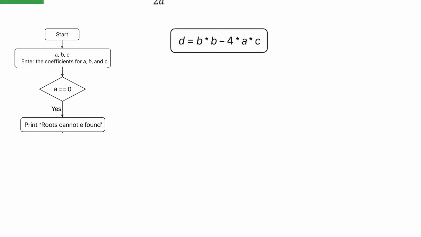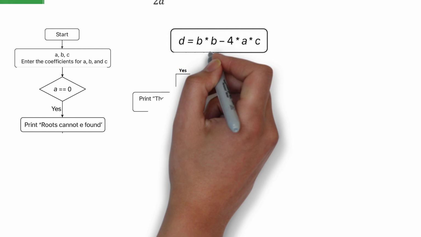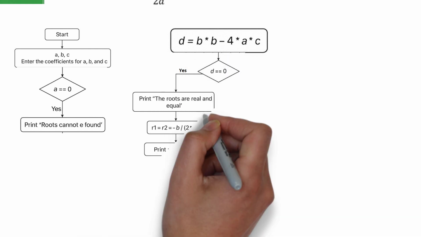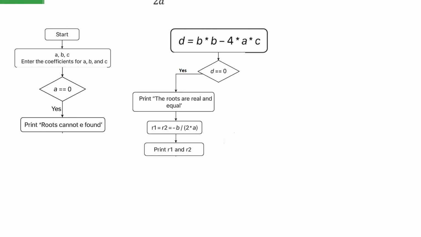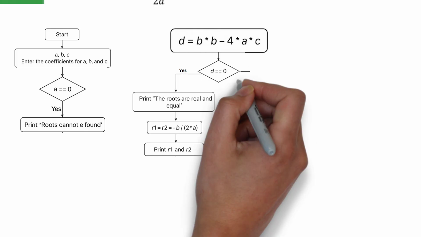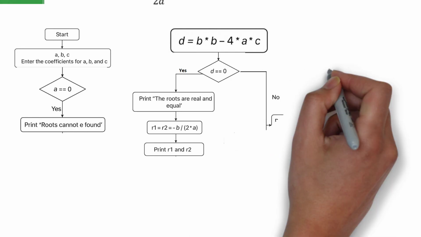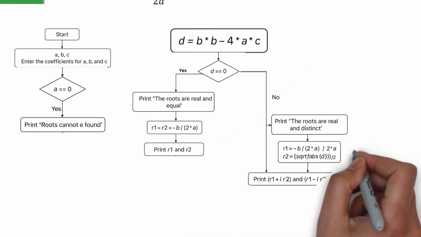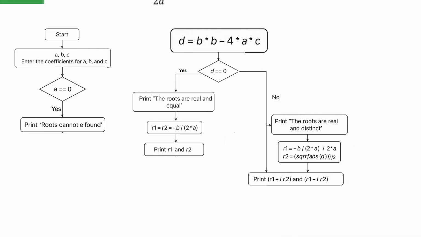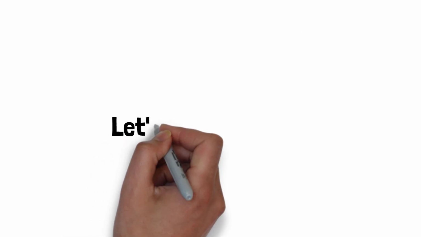Now, depending upon the value of D, we have three cases. Case 1, when D is equal to 0, the roots are real and equal. Case 2, if D is less than 0, then the roots are complex and imaginary. And the third case, if D is greater than 0, then the roots are real and distinct. Now let us see the code.